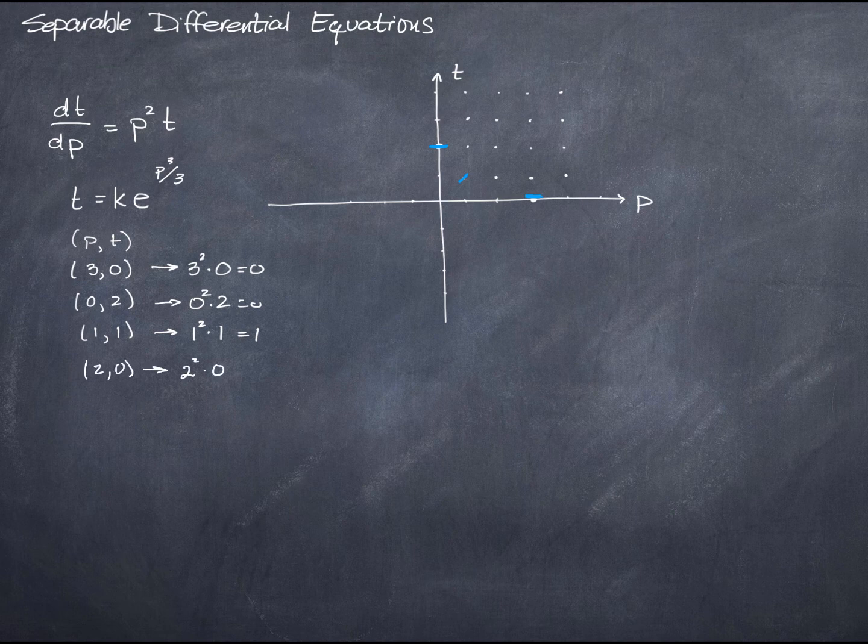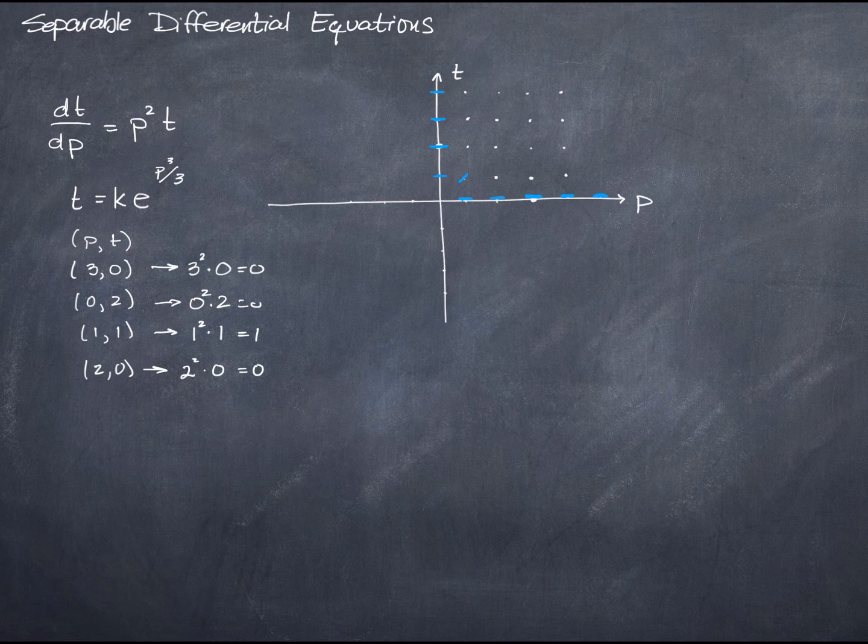That's 2 squared times 0, and that's 0. I've already noticed a pattern here: anytime there's a point on the x or the p axis, because that p is a factor in my right-hand side expression, that slope is always going to be 0. Same if t is 0. This result will always be 0 if t is 0. So that means I can plot all of these as well. I have some slopes there for those values of p or t. So I don't need to do any more with any zeros in them.